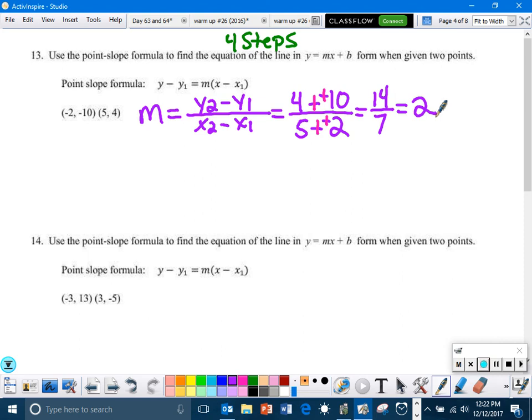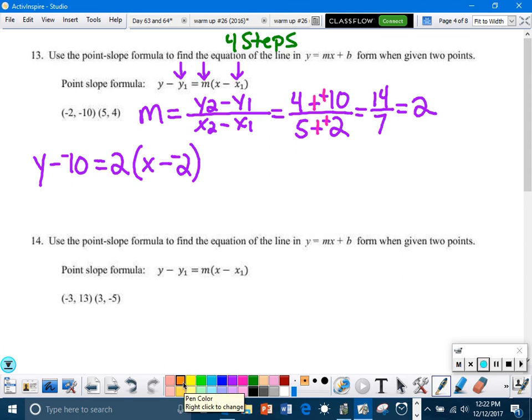Step 2 is plugging it in. So remember, we are going to replace the y1, we are going to replace the slope, and we're going to replace the x1. We do not do anything with the y or the x. They need to stay. All right, so we're going to plug them in. Here we go. So y minus negative 10 equals the slope I just found, which is 2, times x minus the x1 value, negative 2. Before I move on to step 3, I need to go ahead and do sign changes. Again, there are 2 of them. Minus a negative becomes plus. Minus a negative becomes a plus.